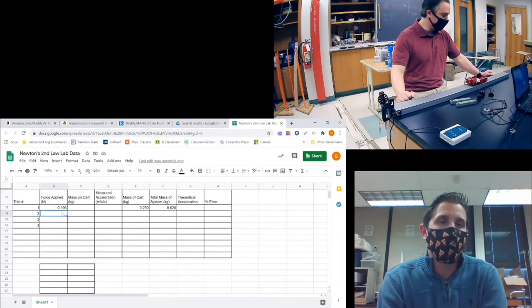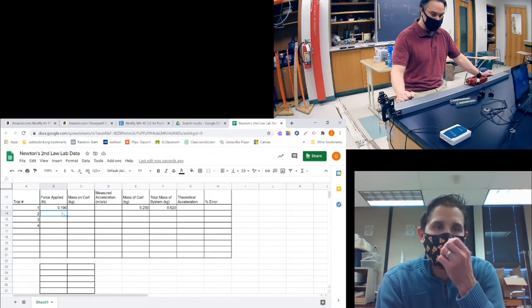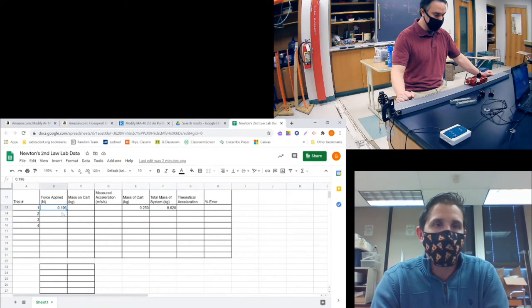So if you have, for example, 20 grams, you're going to convert that to kilograms, get 0.02, and then multiply by 9.8. So you'll see I did the first trial here. I entered that in the table, but you can go ahead and calculate the remaining ones and enter them in for trials 2, 3, and 4.